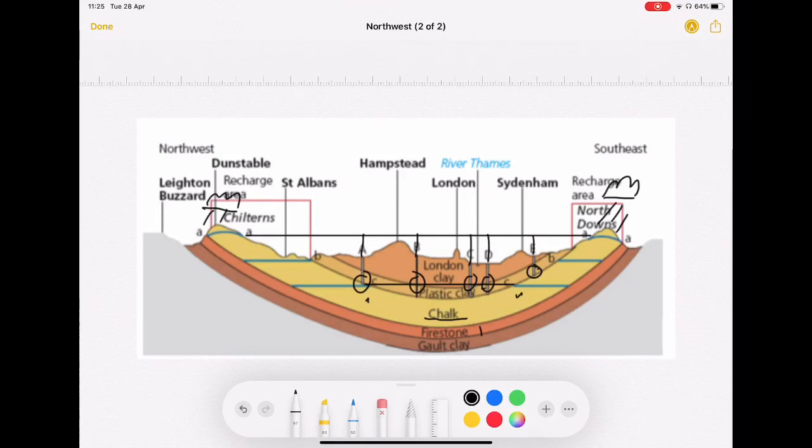So that's what the potentiometric surface means. We have the water table, but the water table has been interrupted by an impermeable rock, and the potentiometric surface is essentially a continuation of where the water table would be if it hadn't been interrupted, and this is where the water wants to rise to.